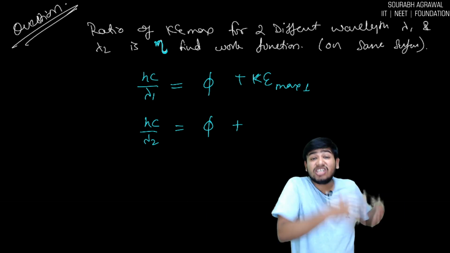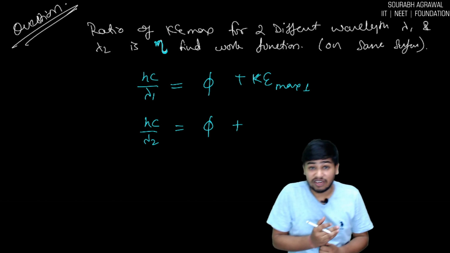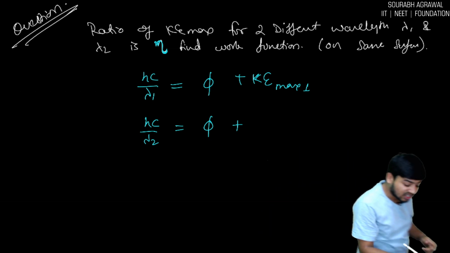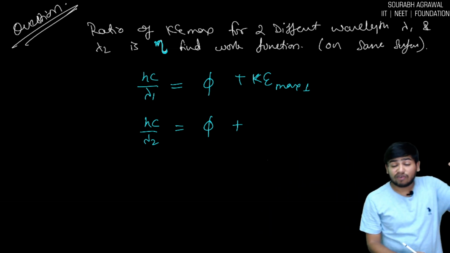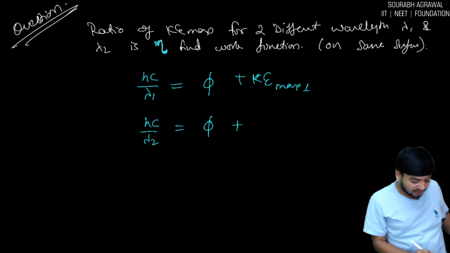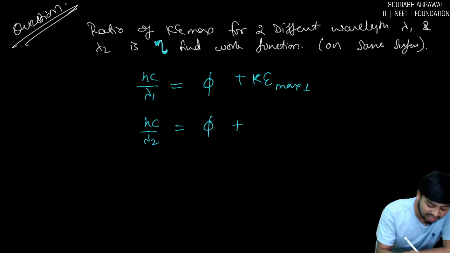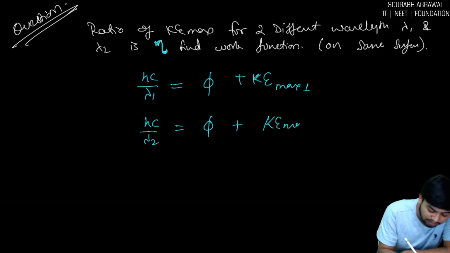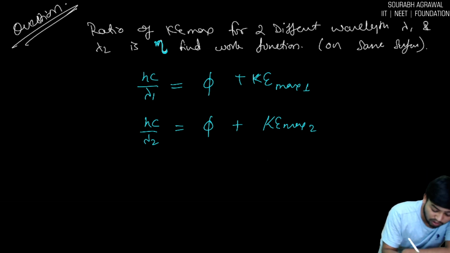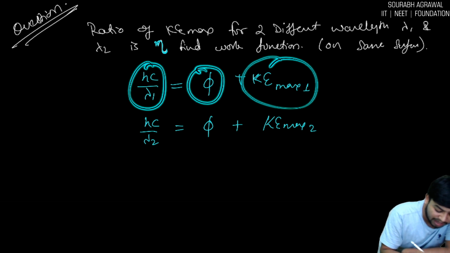the work function is the same, on the same surface for two different wavelengths. The kinetic energy ratio is eta. It is given. Are you getting my point? So this work function is the same for both. For lambda 1, the total energy that you are giving is hc by lambda 1. For the second, the total energy is hc by lambda 2. So what is said is: kinetic energy maximum 1 upon kinetic energy maximum 2 is equal to eta. So what will be kinetic energy maximum 1? Kinetic energy maximum 1 will be hc by lambda 1 minus phi.